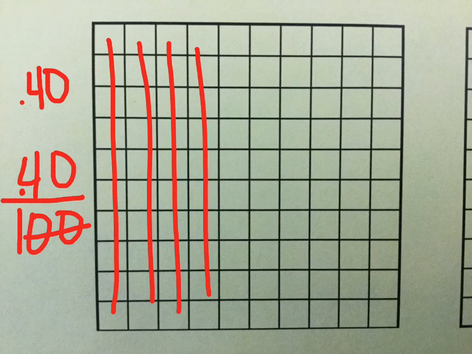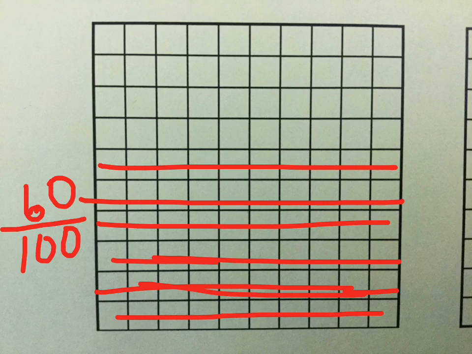Alright, next one is the shaded area. So now you got to kind of figure out what the shaded area is, what is the decimal and what is the fraction. And it doesn't matter which one you do first. So I'm going to go 1, 2, 3, 4, 5, 6. Alright, those are all colored in.